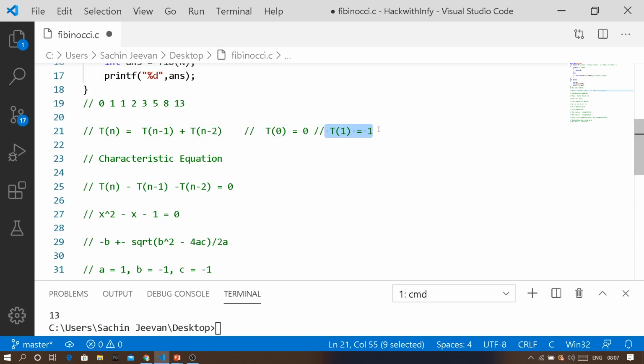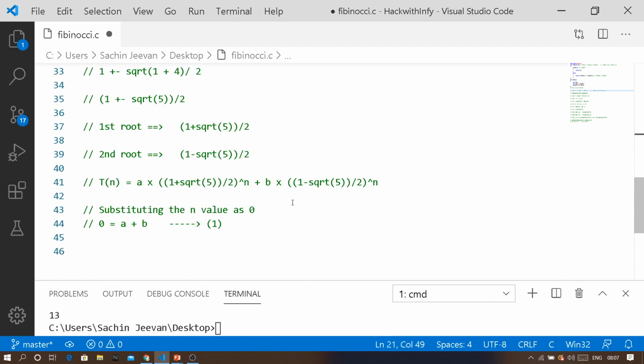Now we are going to take one more base condition, t of 1, where the n value is equal to 1. So if the n value is equal to 1, then t of 1 is equal to a multiplied by ((1 plus square root of 5) divided by 2), whole power 1. Anything power 1 will be the same number again. Plus b multiplied by ((1 minus square root of 5) divided by 2), whole power 1. Instead of n we are substituting 1, so we will be getting the same answer here.